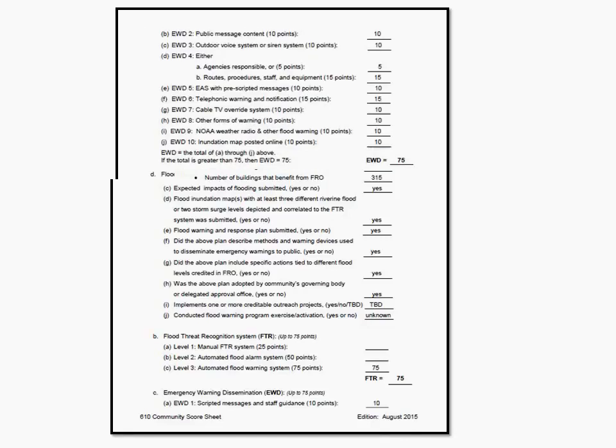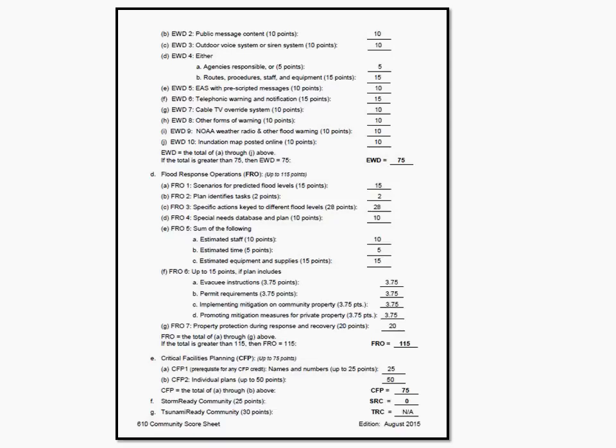Second page, the score sheet, going with EWD, FRO, and all the way down to CFP and SRC. This is a very good community. They maxed out in every sub-element. However, they were not SRC qualified through the NWS, so they have a 0. The TRC, that's non-applicable. Generally, that's for all riverine communities, or if you're a coastal community and you just don't have that program, it will have a NA.